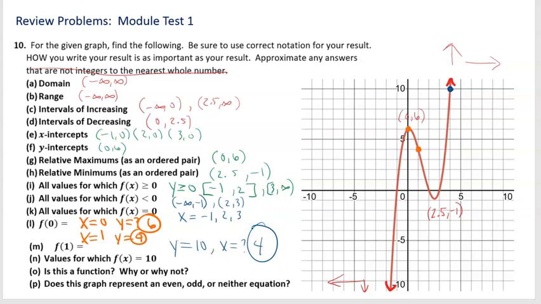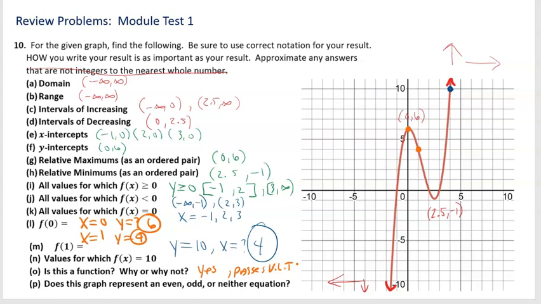Is this a function? Yup. Why do we know this is a function? It passes the vertical line test, right? So yes, down here in question O, it passes the vertical line test. Sorry for the tiny print. Does this graph represent an even, odd, or neither equation?